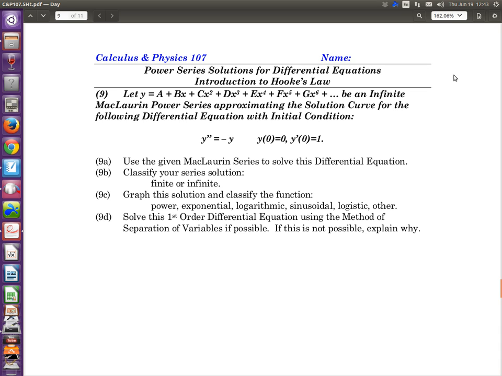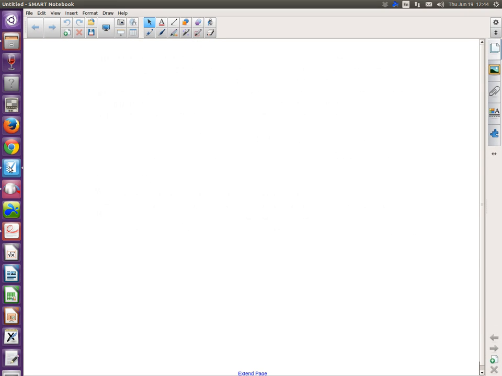Classify this series as infinite or finite. Remember, some of these came out finite. Graph the solution and classify the function as a power function, exponential function, logarithmic, sinusoidal, logistic, or other. And solve this first order differential equation using the methods of separating of variables if possible, and whatever. Well, we're just going to do the series solution. So here we go. So this is 107, packet 107.